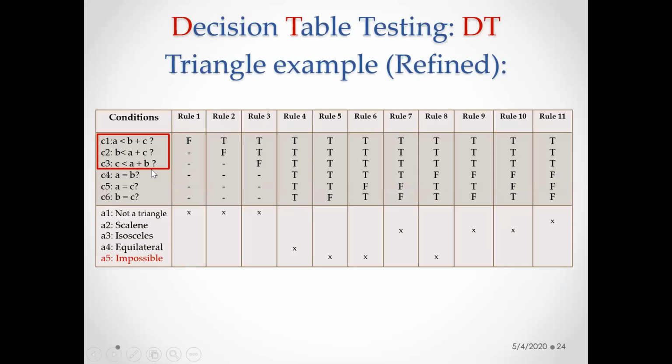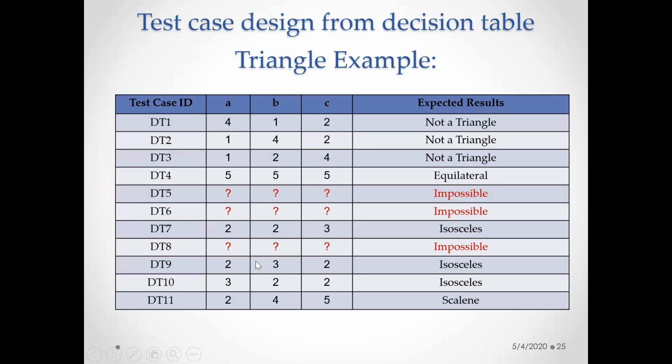See here, they have given this. If you want, you can just bifurcate it. Otherwise, you can leave this thing. So this is your condition step. This is your action step. This is your condition entry. This is your action entry. This is your test case design. So how many test cases? 11 test cases.